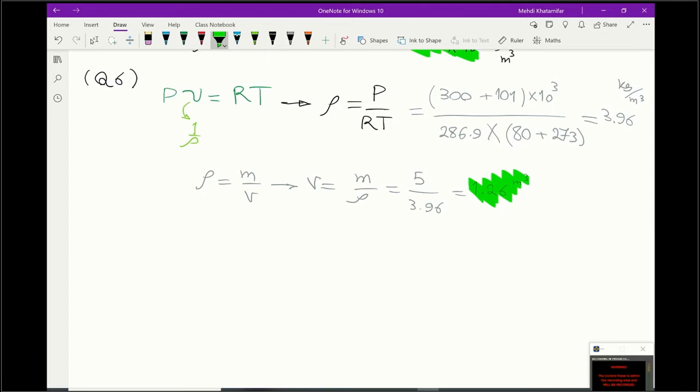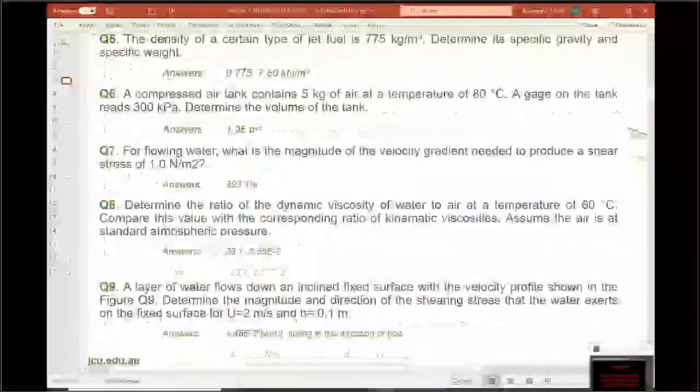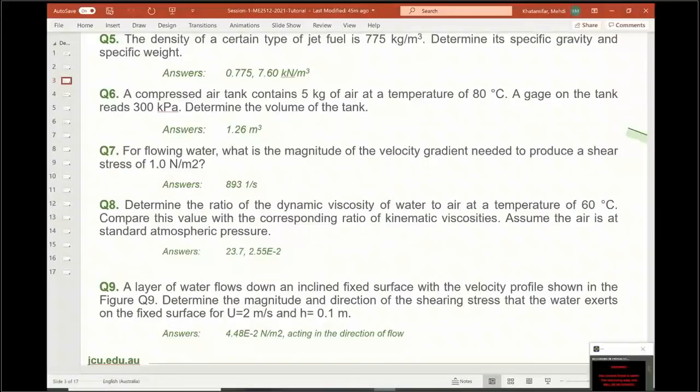Question 7. May I go on to show the question, or do you need time to write? Later I will share the answers, the solutions. Question 7. I just want to make sure you know the units. For flowing water, what is the magnitude of the velocity gradient needed to produce a shear stress of 1 Newton per meter square?